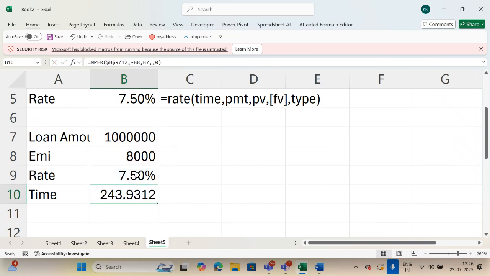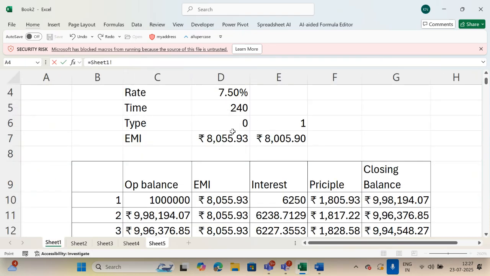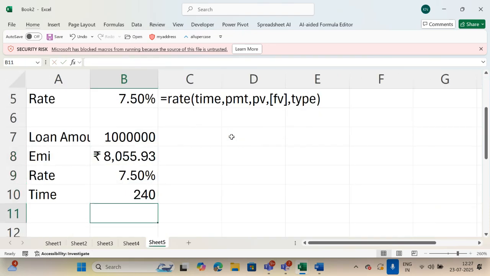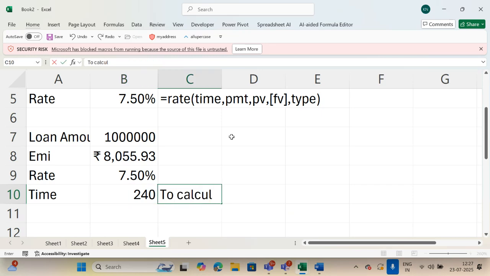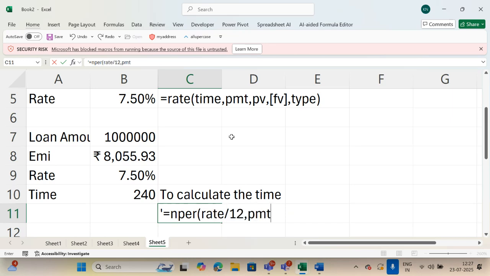See, almost the round is 244. Why? Because here it is 8,000 rupees. If it were the same, then it would be 240 installments. So to calculate the time, it is equal to NPER, rate divided by 12, comma, PMT, which should be the outflow, comma, PV, comma, FV, comma, type.